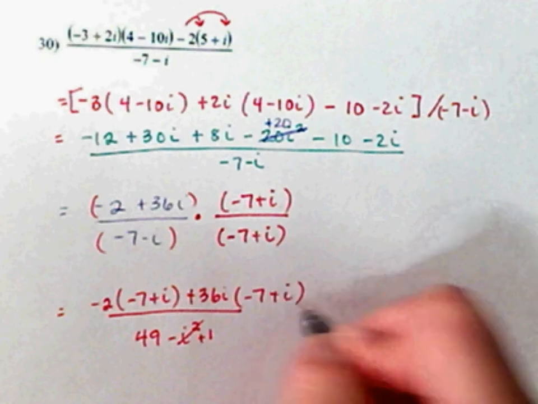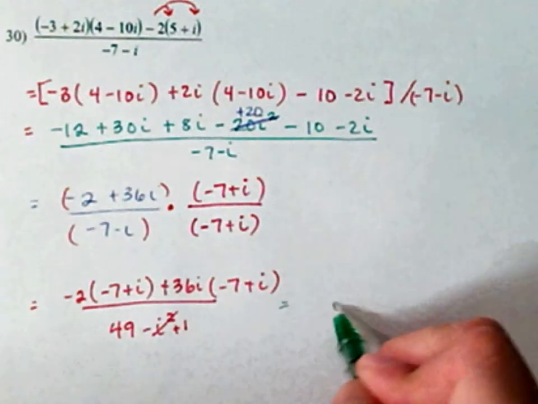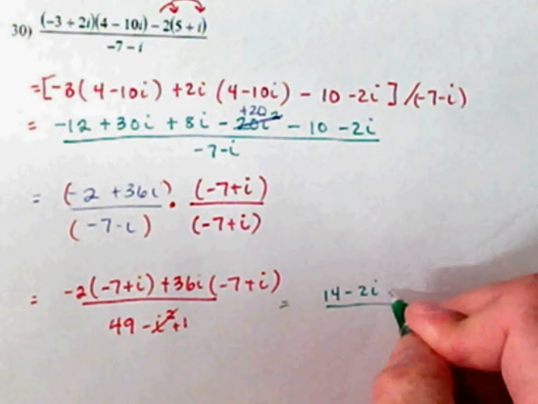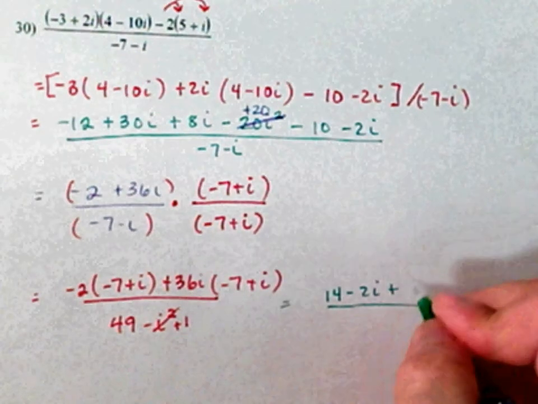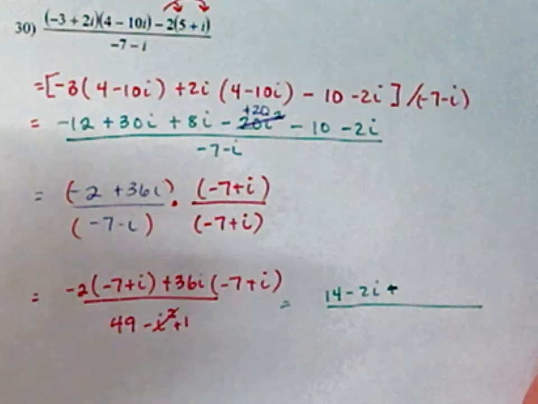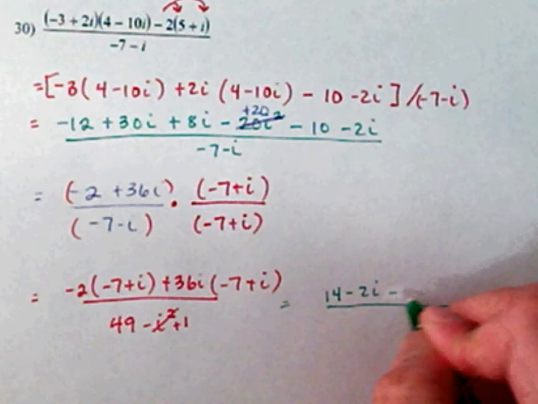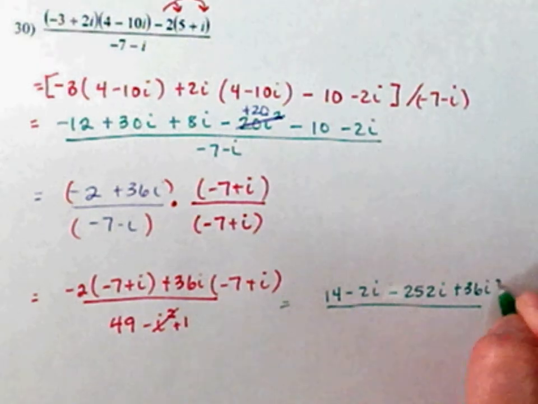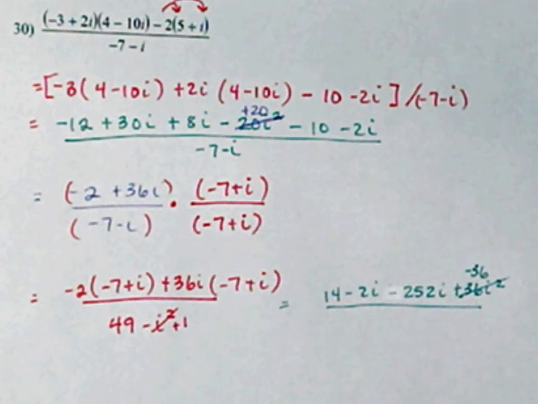Okay? Continue with your math, and let's go ahead and distribute. So 14 minus 2i plus 36 times 7 is, that should be a negative. Let's see if I can make that a negative. So it looks like a negative. Okay. Negative 252i plus 36i squared. And I would immediately change that to a negative 36. 49 plus 1 is 50.